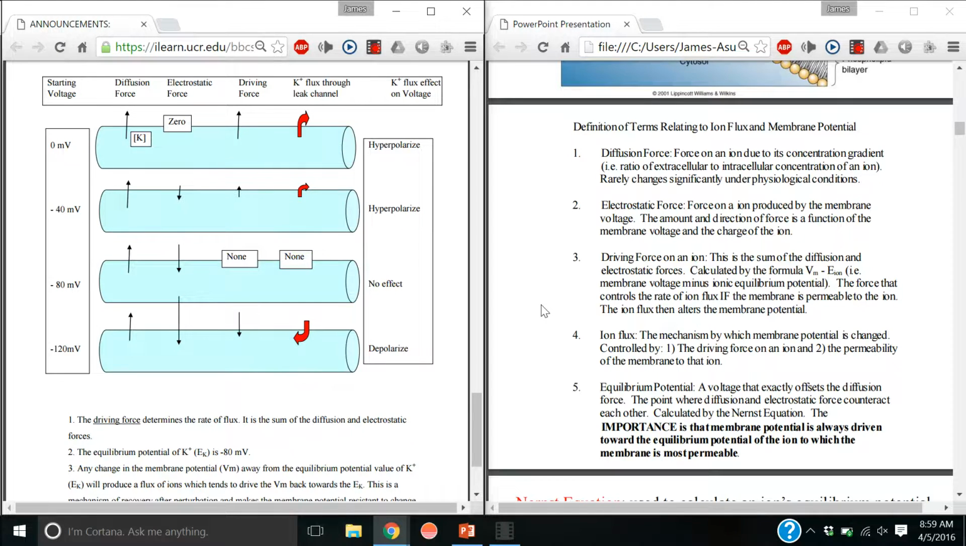So the functional consequence of all of this is that whenever the membrane potential deviates from minus 80 millivolts, that will set up a flux of potassium that will tend to drive the membrane potential back towards minus 80 millivolts.